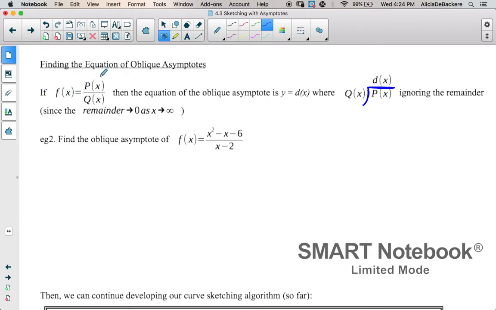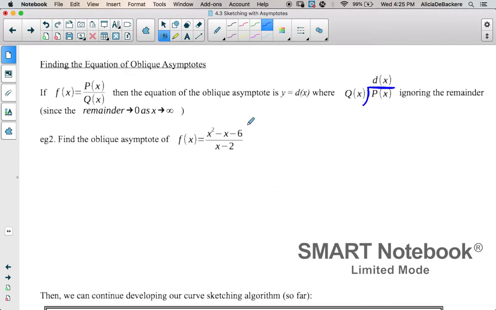If f(x) equals p over q, then the equation of the oblique asymptote we can find just by dividing the p by the q. So I'm taking the p, the thing I'm dividing, and dividing by the q, the denominator, and then the quotient, or the answer, is going to be my oblique asymptote. You can use synthetic or long division for this. Either way, since the remainder goes to 0 as the x value approaches infinity, I can ignore the remainder. So I don't even care if there's a remainder at the bottom of my division, it just goes away.